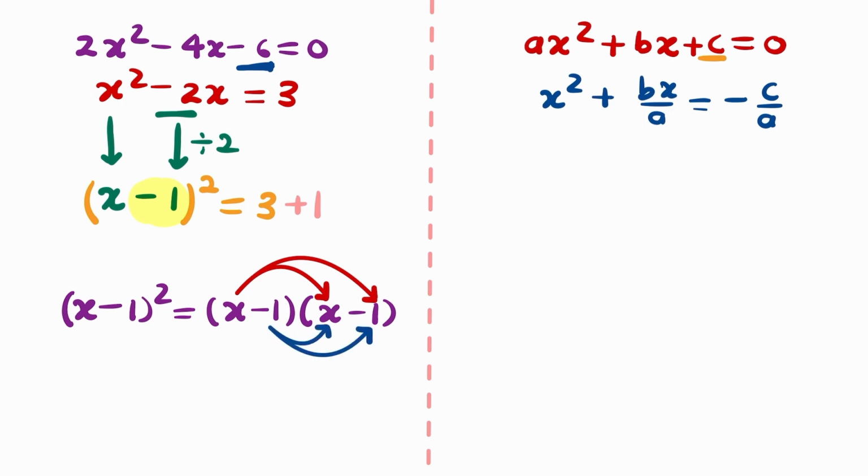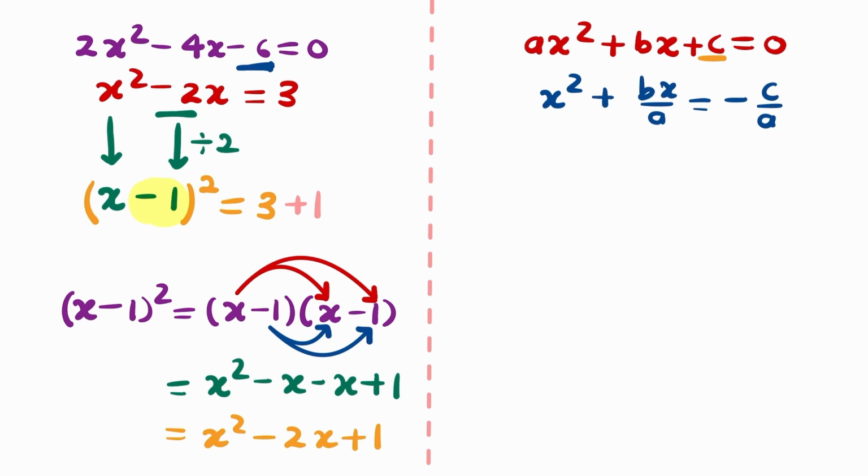So when we multiply those terms together, we get x squared minus x minus x plus 1. Now we can simplify it further. By adding up minus x and minus x, x squared minus x and minus x is x squared minus 2x plus 1.